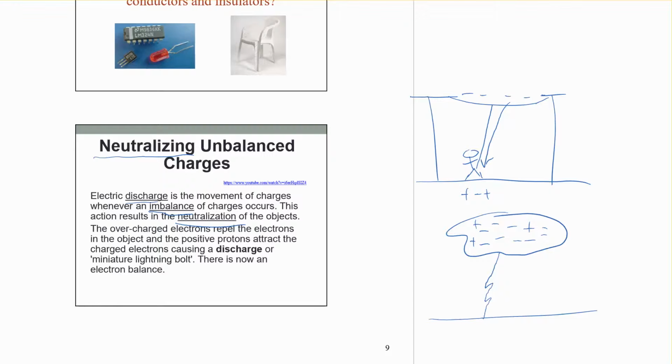See if I can draw a lightning bolt. I am really bad at drawing. Okay. So they're going to discharge down to the ground, right? These are just electrons that are coming down. And yeah, that's kind of the concept. All right.